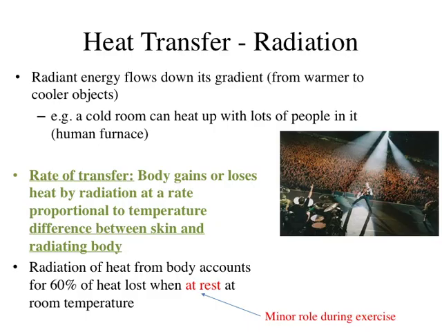One of the major methods of heat transfer is completed by radiation. This is the radiant energy that flows down a gradient from warmer to cooler areas and can be rationalized by imagining being in a cold room with lots of people in it. The room would quickly heat up with the radiative heat loss of all the people contributing to the increase in room temperature. Radiative heat loss accounts for approximately 60% of heat lost when at rest, but has a very minor role during exercise.